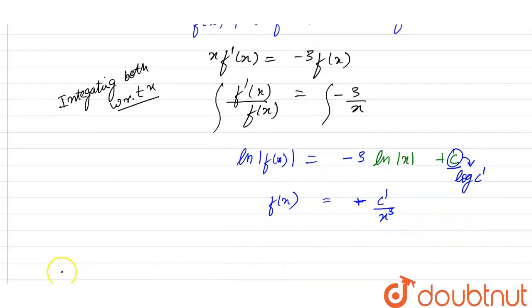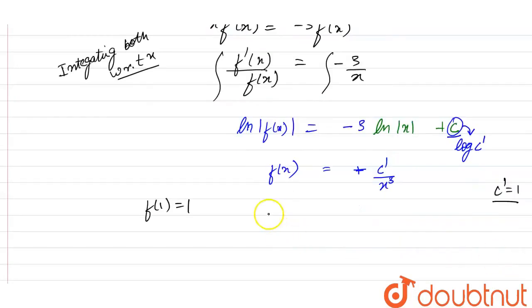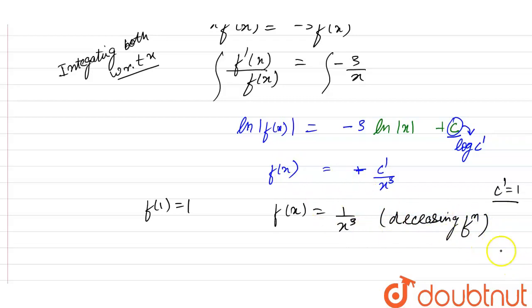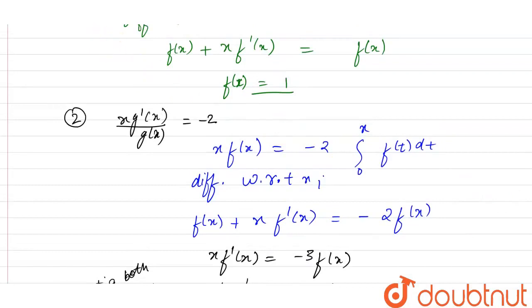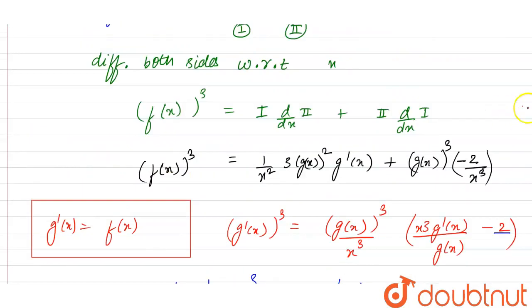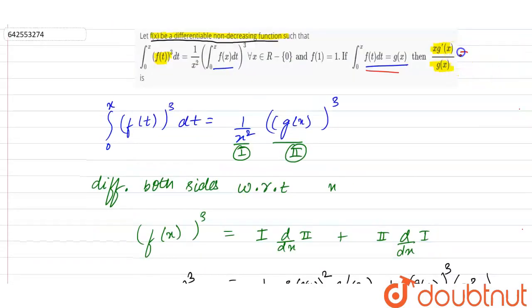We have f(1) equal to 1, so from here c' is equal to 1. So f(x) is equal to 1/x^3, which is a decreasing function. So this can't be possible, and this value is not possible. So we have the final answer as 1.